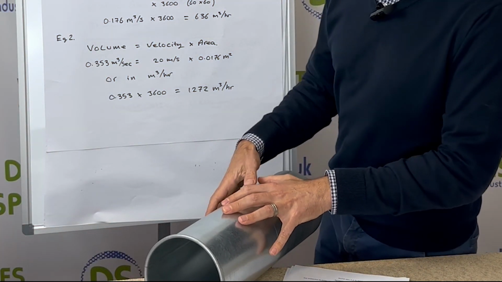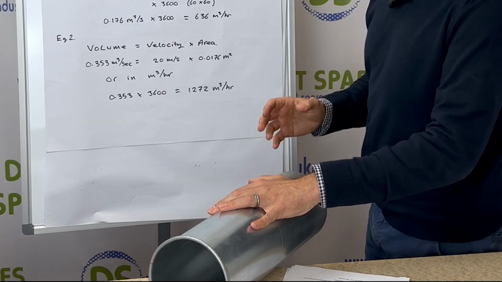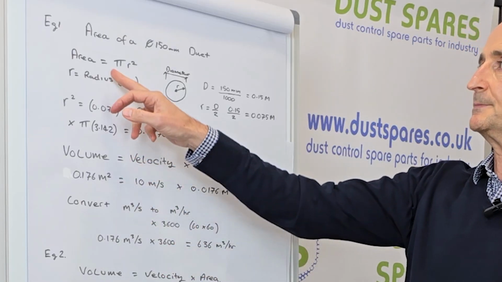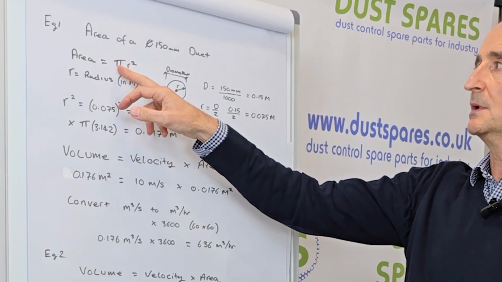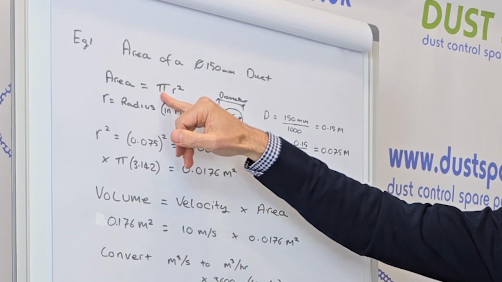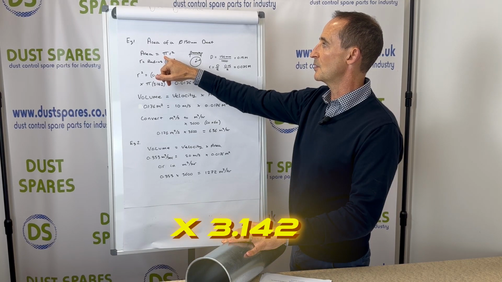So we start with working out the area of the duct. We're using the formula pi r squared. I'm sure you'll be familiar with this symbol. The easiest way to reckon it is 3.142.